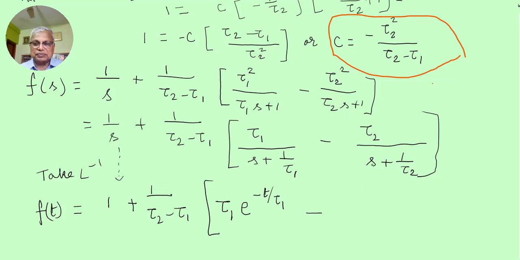The second term is similar. This is also of the 1 by s plus a form. Tau 2 is a constant, so tau 2 into e power minus t by tau 2. So this is the inverse of the given function.